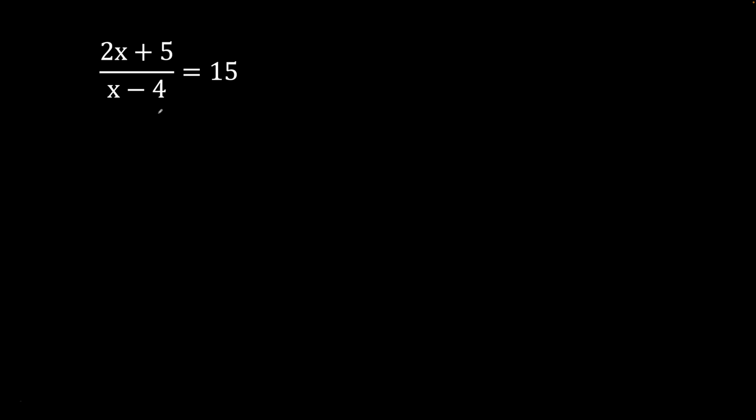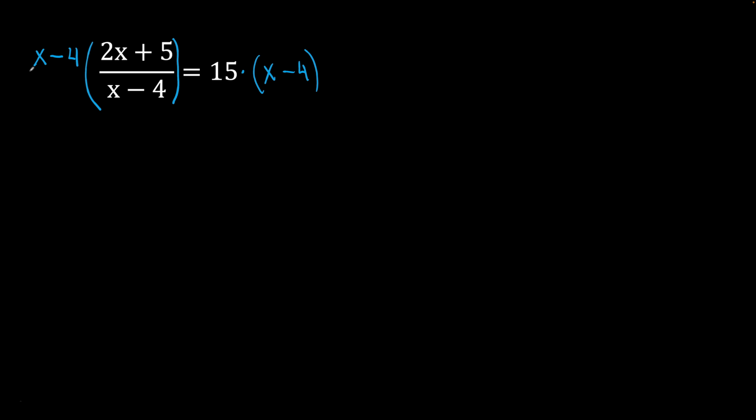Here are two guaranteed ways to solve this equation. The first way to solve is to multiply both sides of the equation by x minus 4, so we can remove the entire denominator. So we are multiplying both sides by x minus 4. The left side and the right side, x minus 4.